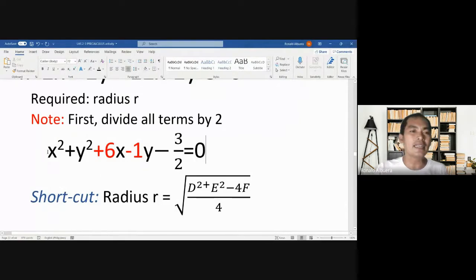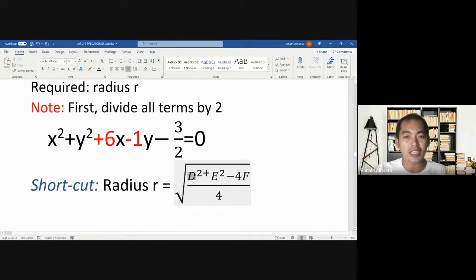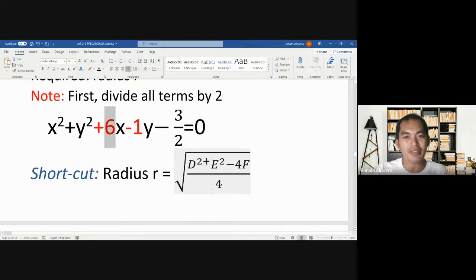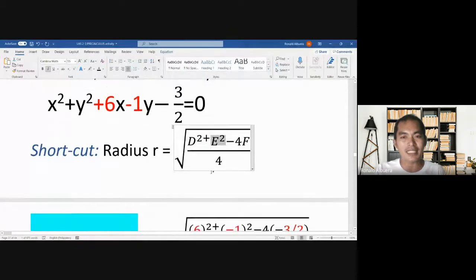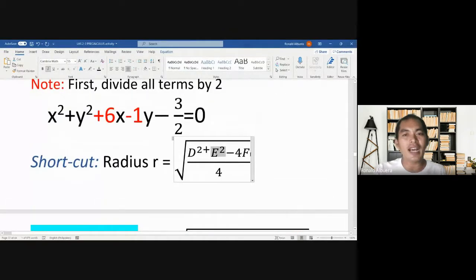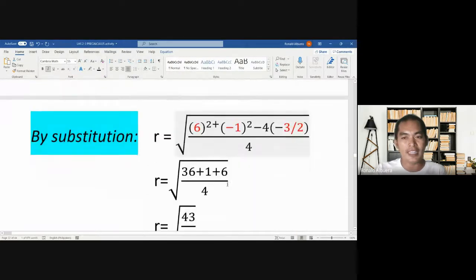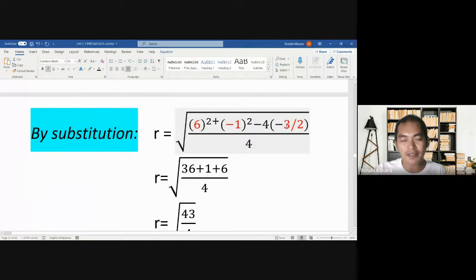Now, the coefficient of x squared and y squared is already 1, so we can apply the shortcut in finding the radius. By substituting to the formula, d is 6, so it became 6 squared, which is 36. e is negative 1. Negative 1 times negative 1 is positive 1. Okay? And f is negative 3 halves, times negative 4 is negative 4 times negative 3 is negative 12. Divide 2 is positive 6. So adding all the numerator, 36 plus 1 plus 6 is 43.